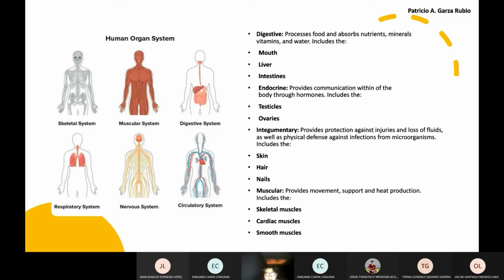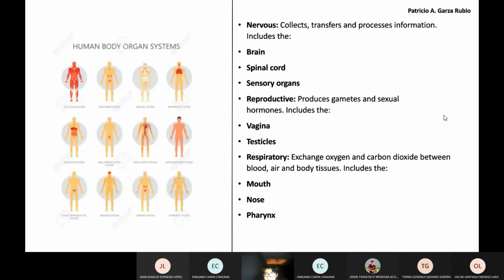Muscular system. Provides movement, support, and heat production. It includes skeletal muscles, cardiac muscles, and smooth muscles. Nervous system. Collects, transfers, and processes information. It includes the brain, spinal cord, and sensory organs.